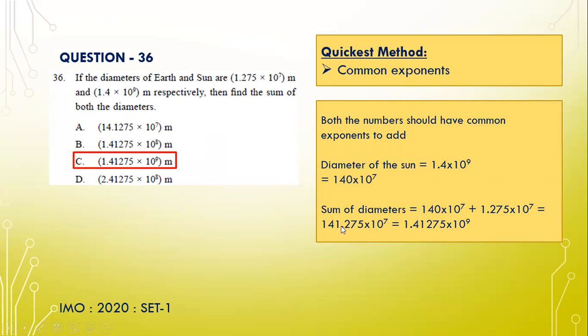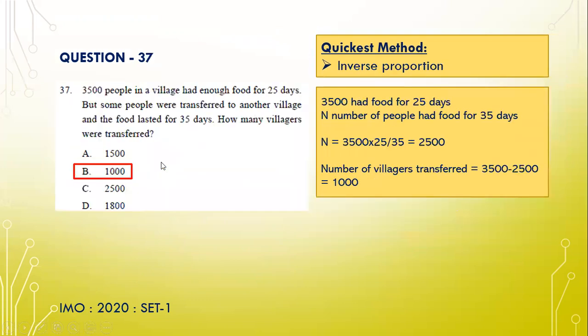So again, if you want to shift two digits, it will be 1.41275 into 10 raised to 9, is it? Again, if you want to shift two digits to the right, then you have to take two zeros, isn't it? So if you take two zeros, which is 100, into 10 raised to 7. So again, 1.41275 into 100 will be 141.275 into 10 raised to 7. Again, 1.41275 into 10 raised to 9 is the correct option.